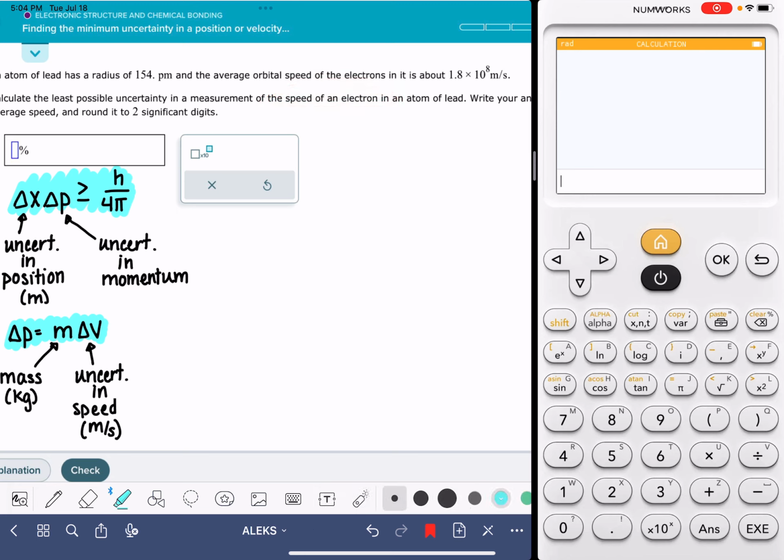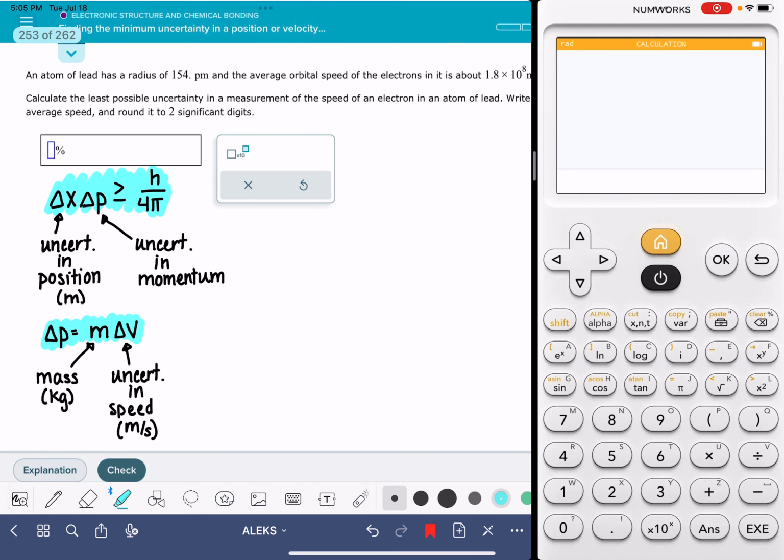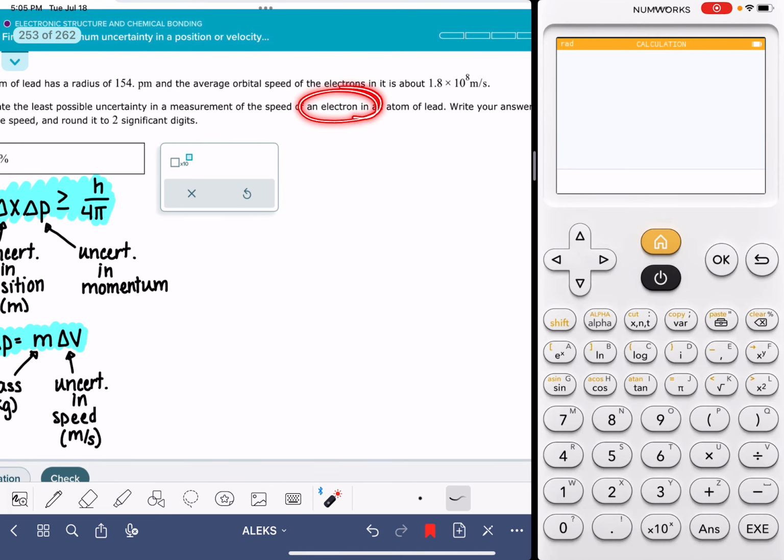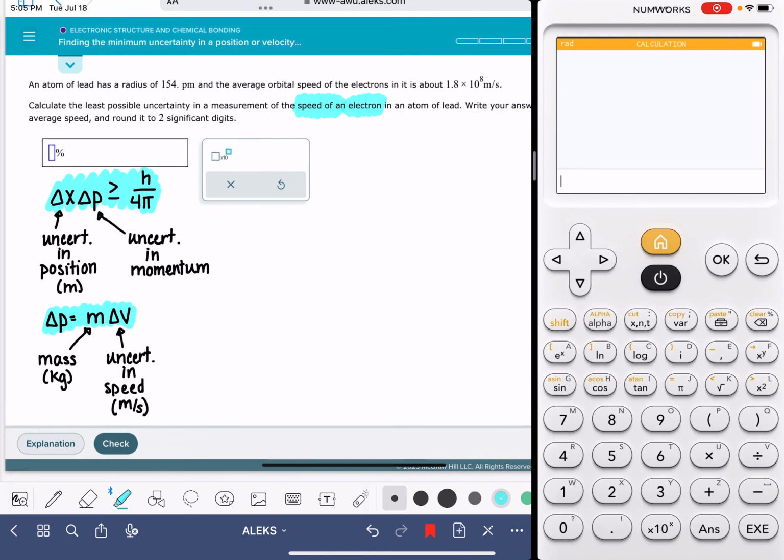One thing that you definitely need to look out for when you're solving this problem is to pay attention to what ALEKS is actually focusing on in the problem. It is always going to give you information about a particular atom. Sometimes it wants you to find the uncertainty in the atom's position or velocity, and sometimes it wants you to find the uncertainty in the electron. So it is a pretty big difference in the way that we approach the problem. This one is asking me to find the uncertainty in the speed of the electron. So I need to keep that in mind as I'm solving the problem.